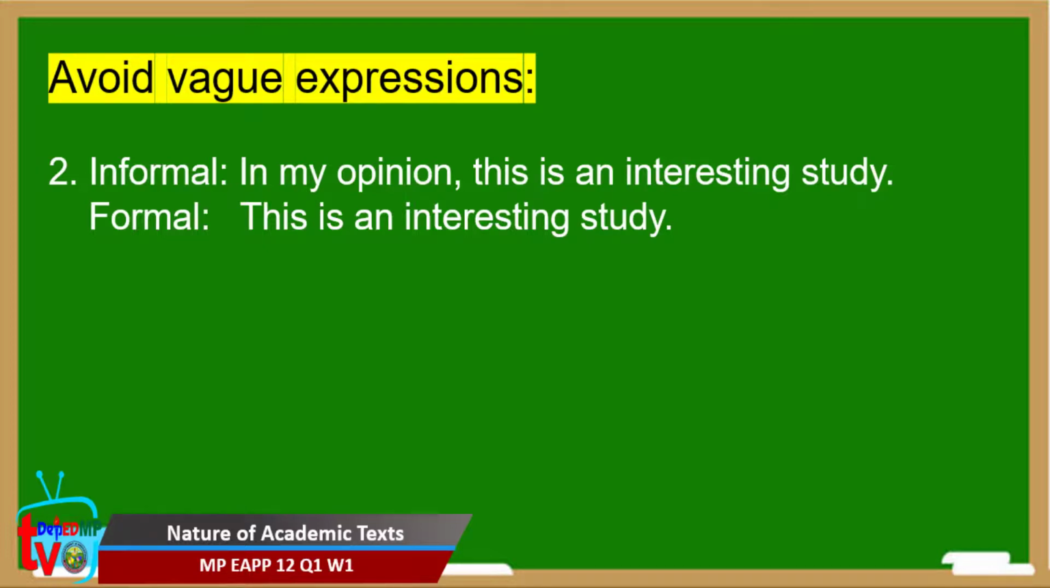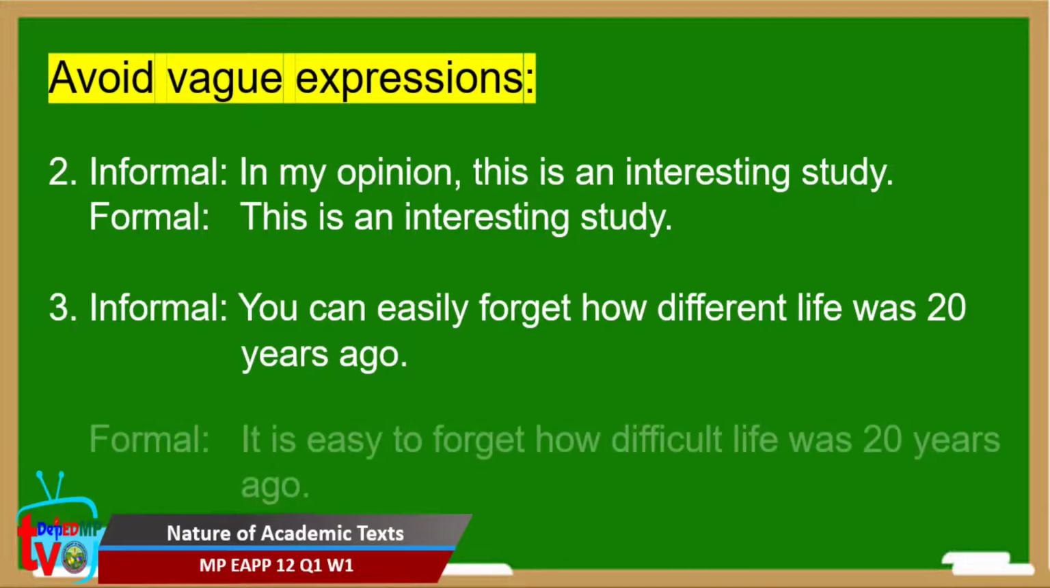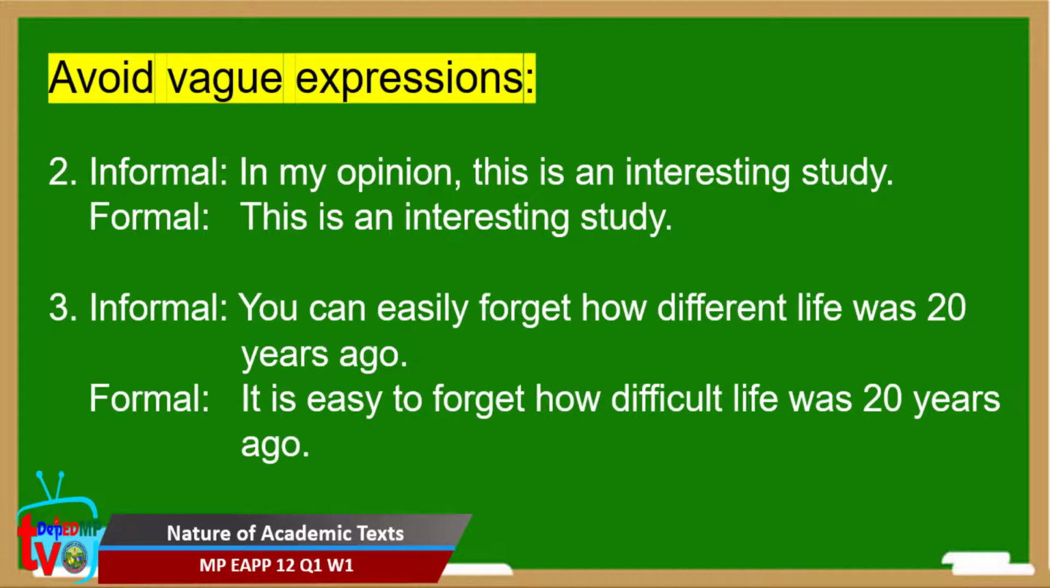In example number 3, you can easily forget how different life was 20 years ago. Okay, so avoid "you" to refer to the reader or people in general. So you can just write, "It is easy to forget how difficult life was 20 years ago."